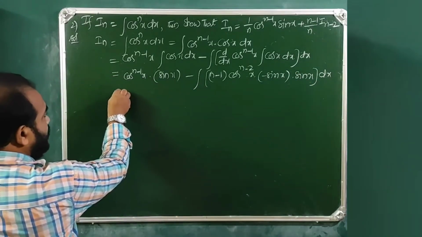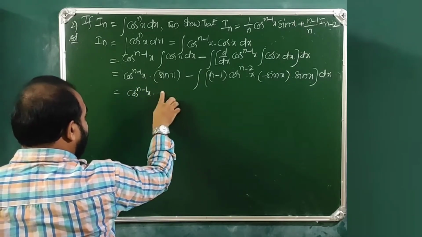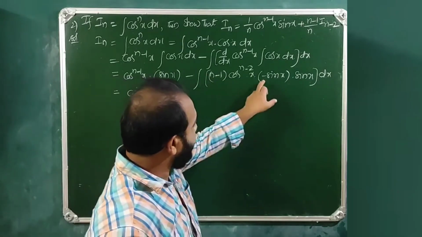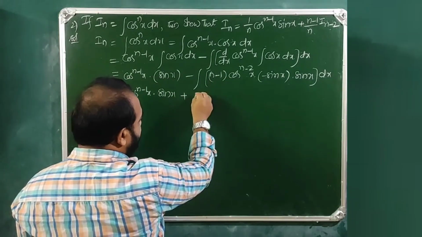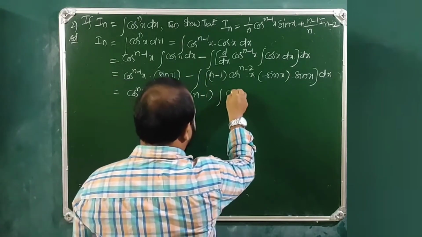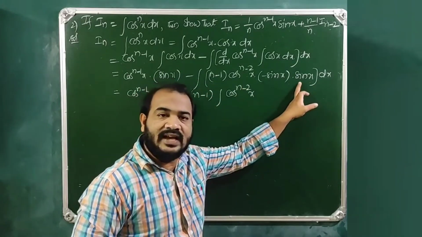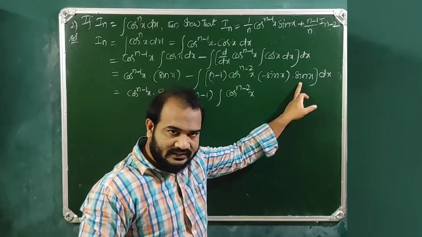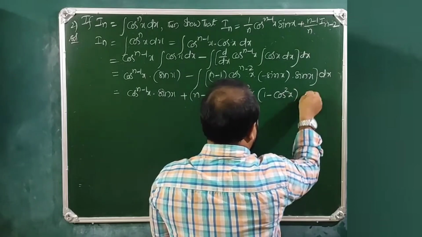This is equal to cos power n minus 1x into sin x. So minus into minus is plus. n minus 1 is a constant, let us write it outside. Integral cos power n minus 2x sin x into sin x, sin square x. So sin square x plus cos square x is 1, so sin square x is equal to 1 minus cos square x dx.